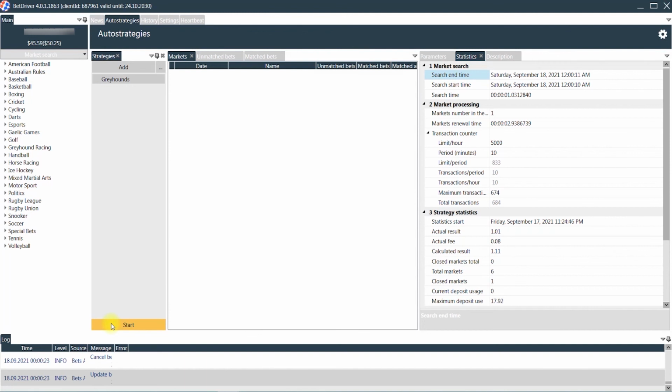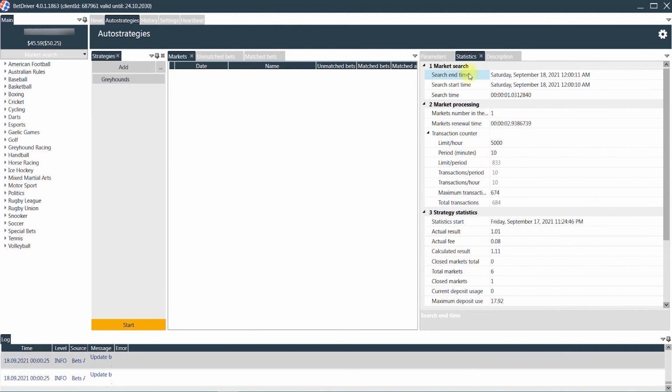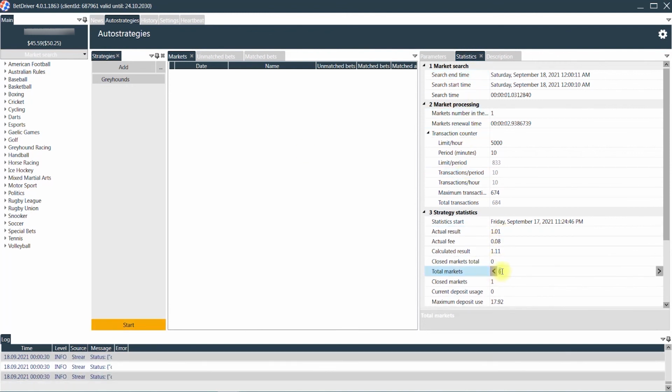We stop the strategy. We look at the result statistics for 6 markets. The calculated result is $1.11. The actual result is $1.1. The maximum number of transactions per hour was 674. A total of 684 transactions were made. The statistics show not bets but transactions. Each rearrangement and each update of the bet equals 1 or 2 transactions.